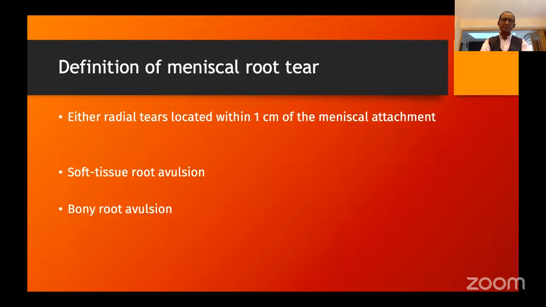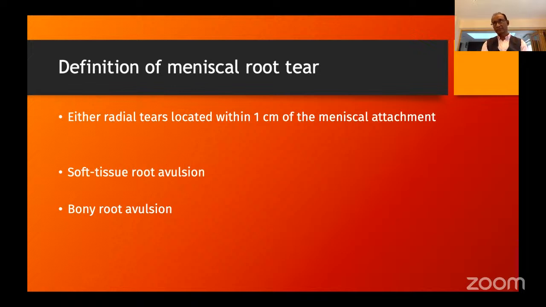So what is the definition of a root tear? We've talked about what is an extrusion. What is a root tear? The root tear basically means that there has got to be a complete radial tear within 1 centimeter of the meniscal attachment into the bone. Okay, 1 centimeter or 9 millimeters, whatever we say. At that point, 1 millimeter is not going to make that much of a difference. I at least cannot make the difference of 1 millimeter. So if it looks like 1 centimeter and there is a complete tear of the meniscus, for me, that is a meniscal root tear.